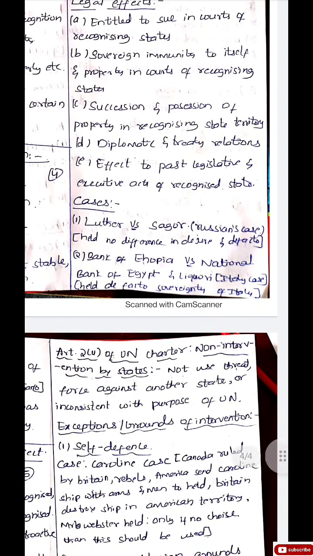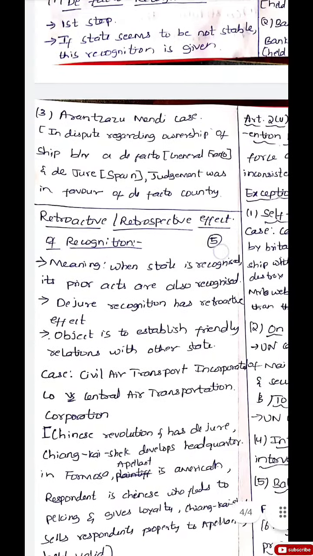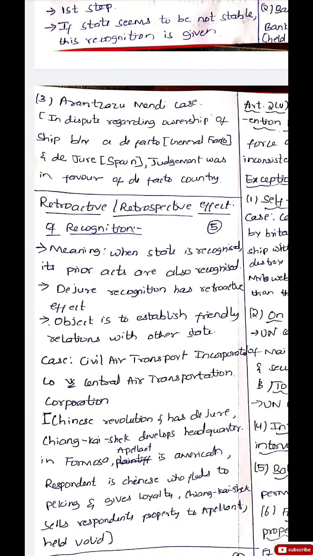Case laws. Luther versus Sagor. This is a Russian case. Russia had de facto recognition at that time, not de jure. Even though it had only the lower de facto recognition, the case went in favor of Russia, and it was held that there is no difference between de jure and de facto recognition. The next case is Bank of Ethiopia versus National Bank of Egypt and Liguori. It is Italy's case. Italy had de facto recognition at that time, and the case was held in favor of Italy. The next major case is the Arantzazu Mendi case.